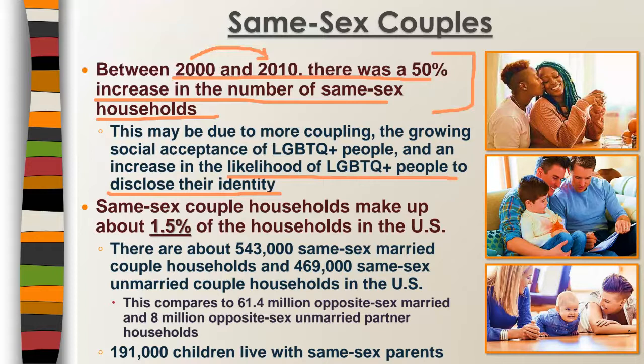Same-sex couple households make up about 1.5% of total households in the U.S. today, so not a majority at all. There are about 543,000 same-sex married couple households today, and about 469,000 same-sex unmarried couple households in the U.S. But compare that to 61.4 million opposite-sex married and 8 million opposite-sex unmarried partner households.